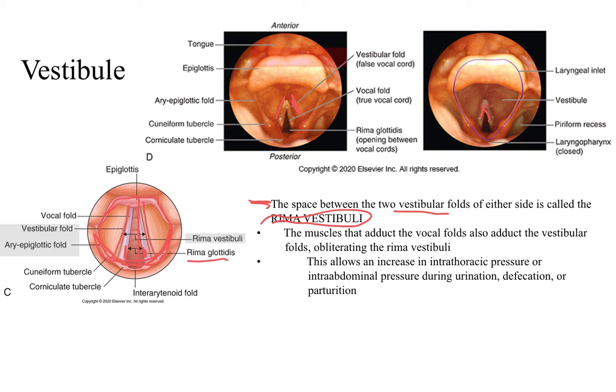The same muscles that adduct the vocal cords also adduct the vestibular folds, and that's going to close that opening between the false vocal cords. What that allows you to do is increase intrathoracic or intra-abdominal pressure when you're urinating, defecating, or giving birth. So when you're bearing down, or trying to squeeze the last bit of defecation or urination out, or trying to push that baby out, it's this closing of the rima vestibuli that allows you to build up that pressure.